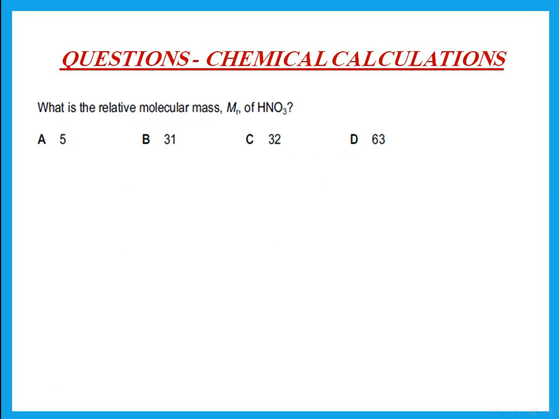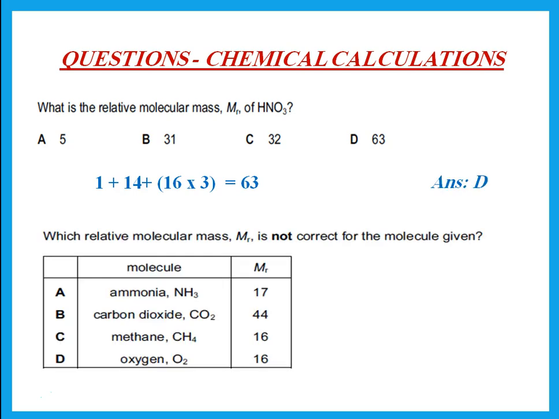So let's do some questions. So here he's saying, what is the relative molecular mass of HNO3? Again, you're going to bring the periodic table. Hydrogen has a mass of 1, nitrogen has a mass of 14, oxygen has a mass of 16, but I have 3 of them. So the total here is 63.